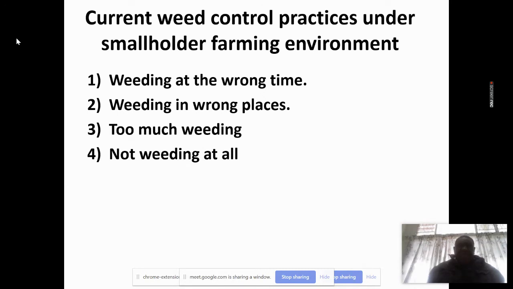Now, the current weed control practices under smallholder farming environment may be done at the wrong time. Weeding can be done at the wrong time, or weeding can be done in the wrong places. There may also be too much weeding or not weeding at all.